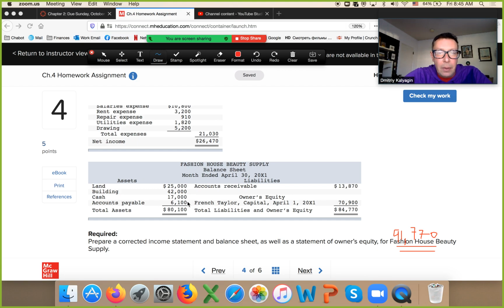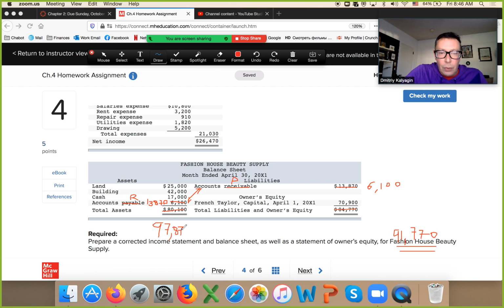So assets, you can see accounts payable right here and accounts receivable need to be switched, right? So accounts payable is a liability and should be listed right here as $6,100, and accounts receivable of 13,870 should go right here. And so we have to recalculate our total assets. So this will be receivable, and this will be accounts payable. So total assets and total liabilities plus equity have to be the same number. So for the total assets, we're going to take land, 25,000, plus building, 42,000, plus cash, 17,000, plus accounts receivable, 13,870. So that gives me total assets of 97,870.